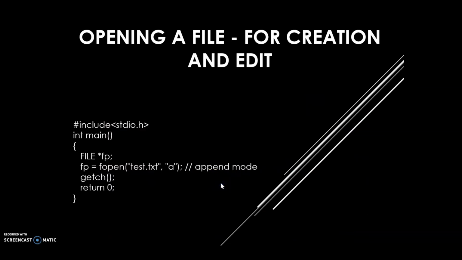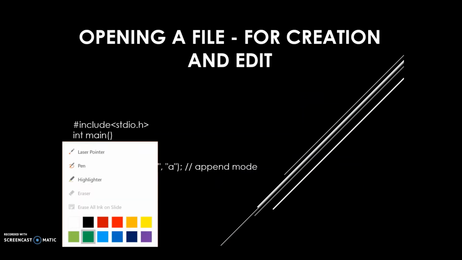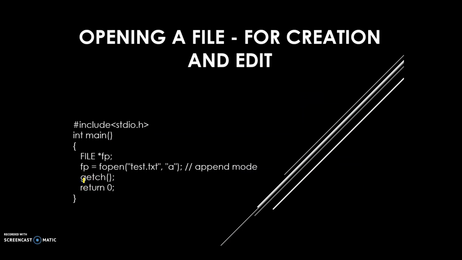Now let's see this program. Here we have a program you can run on your computer. See, the very first line is include stdio.h. After that, the main function, the return data type is integer, so we have written return 0.